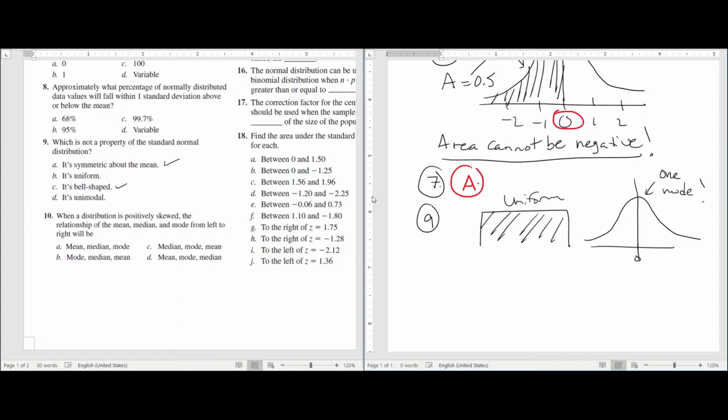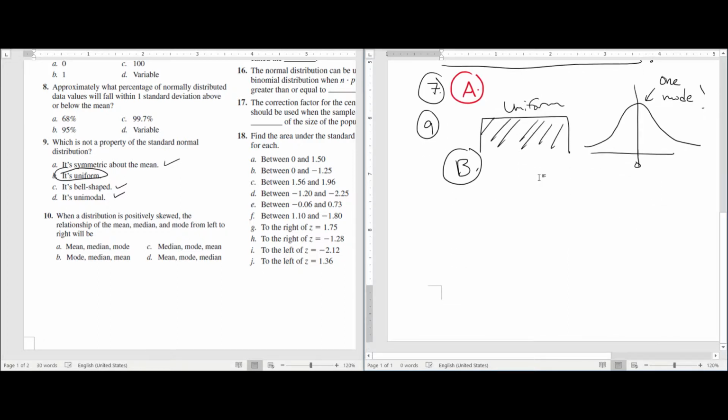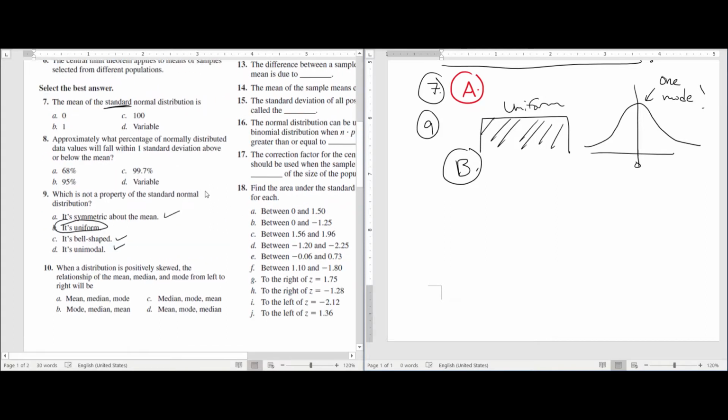All right, so the one that is not a property would be B. It's not uniform. So the answer to number 9 is B. That's not a property. All right, so let's look at number 11.